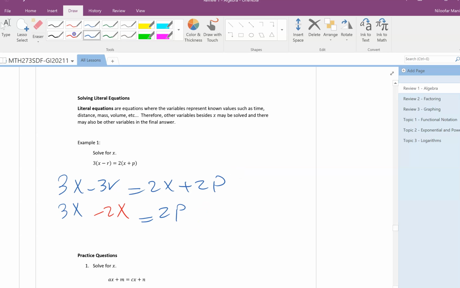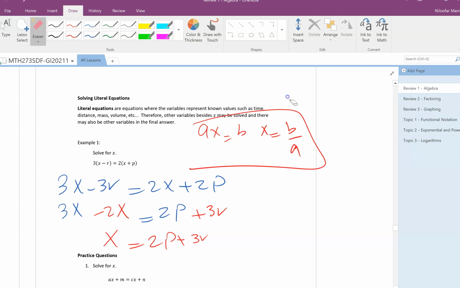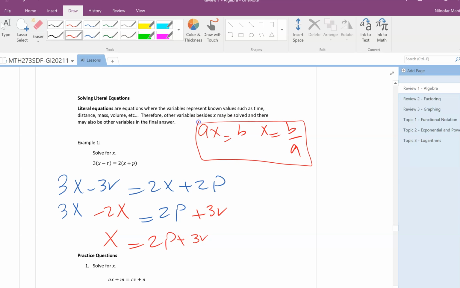So x is 2p plus 3r here, because 3x minus 2x is just x, and you don't need to divide both sides by a number because it's x. Remember, if you have ax equal b, you say x equal b over a. So remember that.